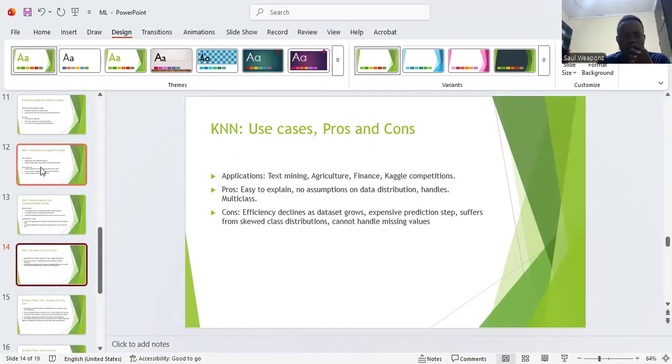So just to quickly go over the use cases of KNN and their pros and cons. You see that KNN is applied in many areas: Kaggle competitions, finance, agriculture, text mining. Then the advantages: it is easy to explain, there are no assumptions on data distribution, and it also handles multi-class problems. The disadvantages are that efficiency declines as the data set grows; the bigger the data set, the more efficiency reduces. Prediction steps are expensive, you also suffer from skewed class distributions, and it cannot handle missing values.